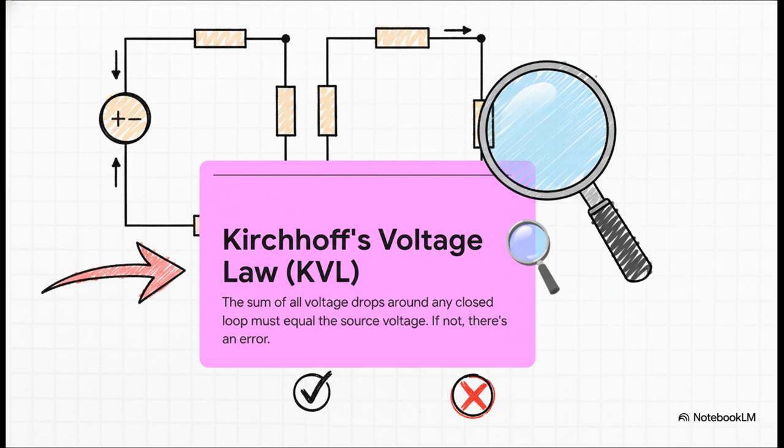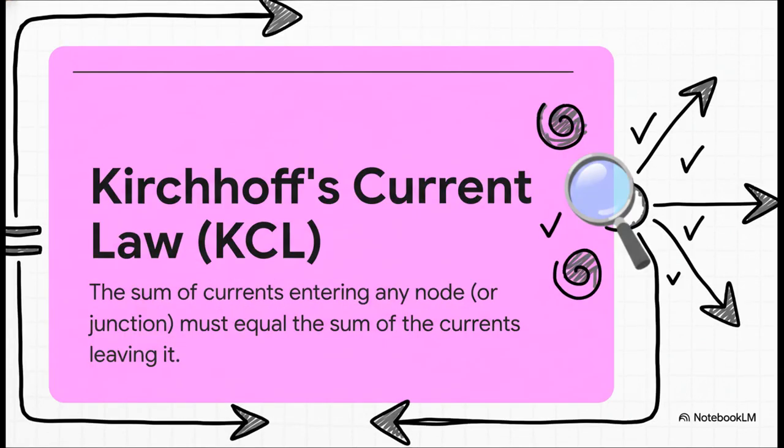Now, this is built on a really simple but powerful idea. All the voltage the power source puts in has to get used up by the components in the circuit. You can't just create or lose voltage out of thin air. So what does that mean? It means if your calculated voltage drops don't add up perfectly to the source voltage, you've got a math error somewhere. It's that simple. And your second tool is Kirchhoff's current law, KCL.